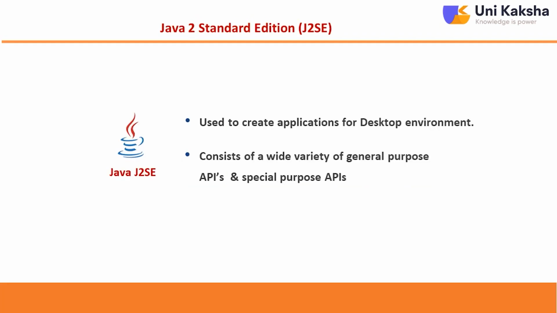The first category is Java Platform Standard Edition, which can be called as J2SE. This is used to create desktop applications or standalone applications. It involves all core Java classes and helps the user to create simple applications.